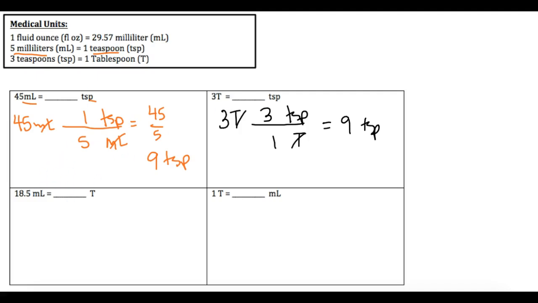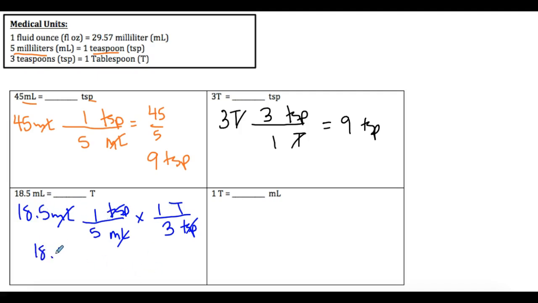Okay, so let's do 2 last examples and we'll be done for this video. 18.5 milliliters, and we want to get to tablespoons. Well, I see milliliters to teaspoons, so I'm going to use that because that's all I have as far as milliliters and a spoon measurement. So 5 milliliters is 1 teaspoon, and then I'm going to put teaspoons down below to go to my tablespoon, and 3 teaspoons is 1 tablespoon. If I cross out my units, my milliliters cancels, my teaspoons cancel. So 1 times 18.5 is 18.5 right there.